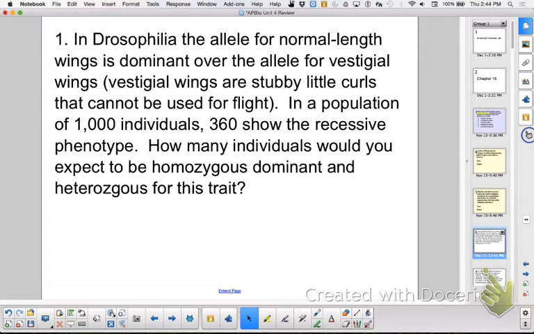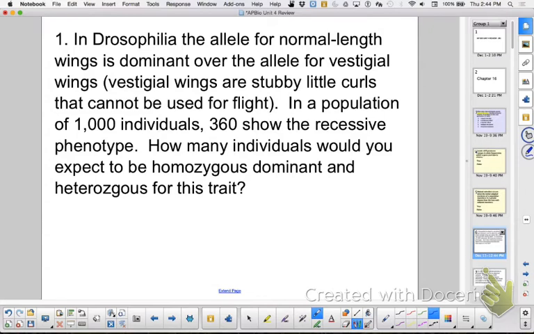All right, so let's talk through how would we solve this. I didn't clickify this because there are multiple answers for this. So I'm going to walk you through and then I'll have you fill in. So the first thing it says, the allele for normal length wings is dominant over the allele for vestigial wings. If I were working this out on an AP exam, what's one of the first things I would write down?